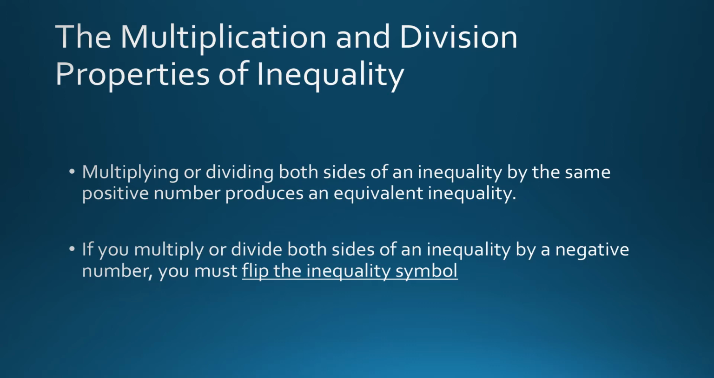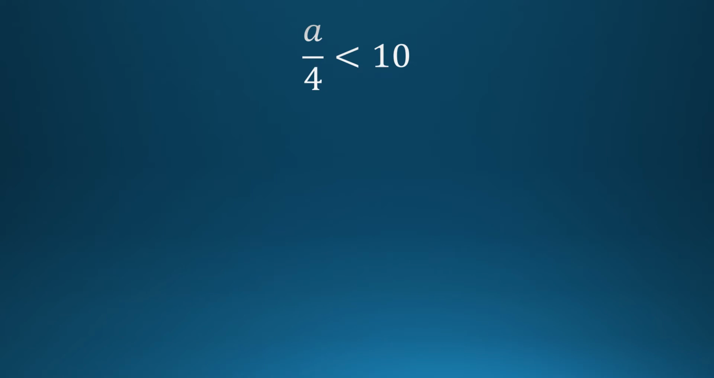The other thing to add on to this that is different from adding or subtracting, or from solving equations, is that we have to be careful if we multiply or divide by a negative number, because when we do that we actually have to flip the inequality symbol, and I'm going to show you that in a few examples. This first example: a over 4 is less than 10.